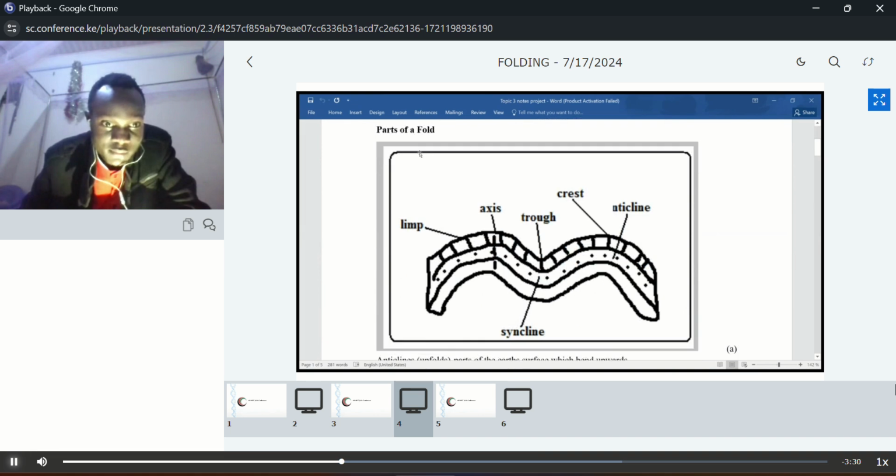We have the parts of our fold. We have the limb, and we have the axis. At this lower end, we have the trough. The trough is U-shaped. We have the crest, we have the anticline, and the syncline.